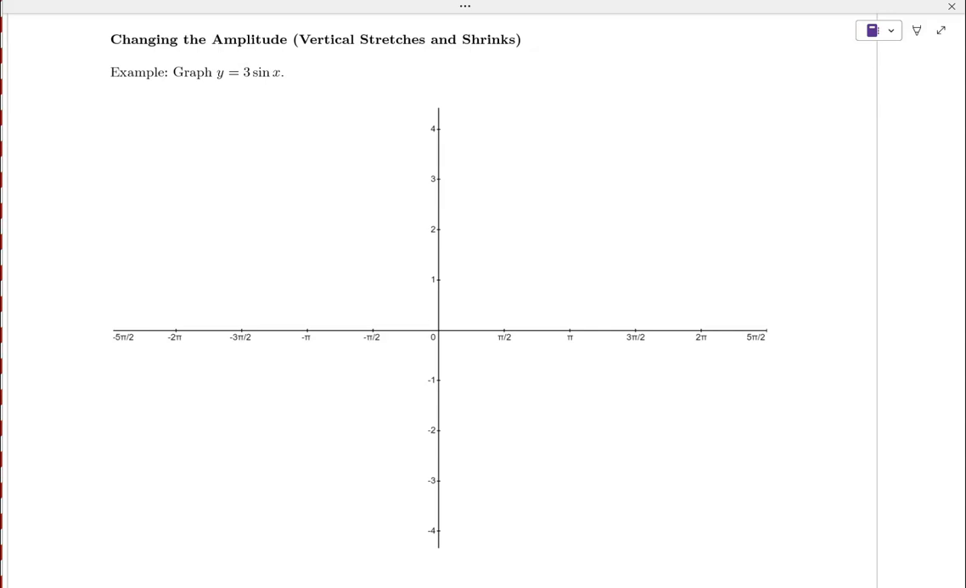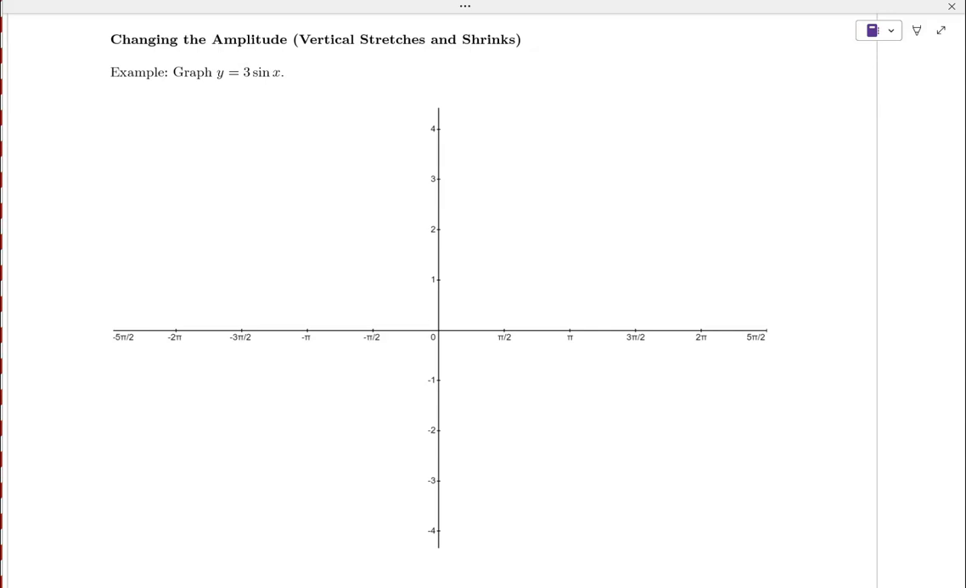What happens when you multiply on the outside by a number? What happens to the y's? What happens to your graph? It stretches it, right? In this case, it's going to make it 3 times as tall, because it multiplied by a 3, right? On the outside, it affects the outputs. On the inside, it affects the inputs. So this is going to make it 3 times as tall.